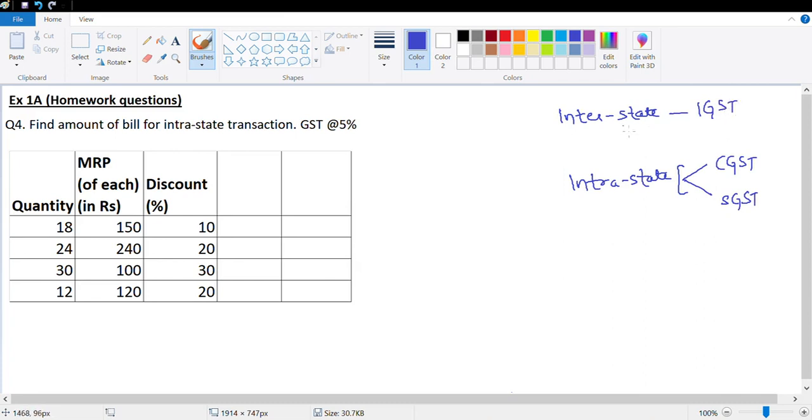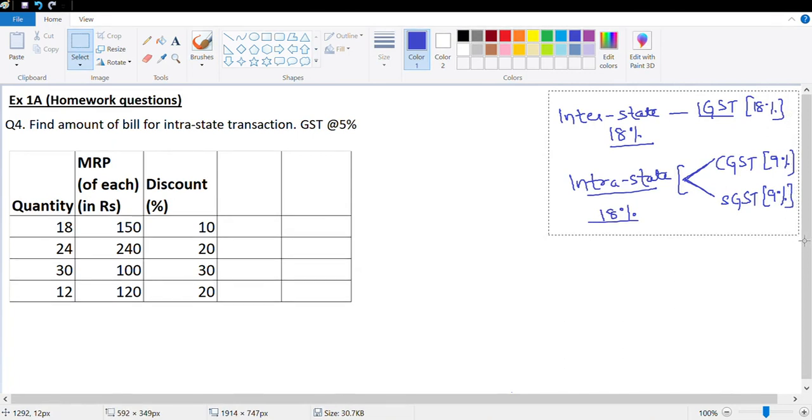If the GST rate is, let's say, 18%, then the integrated GST rate is 18%. In case of intrastate, if the GST rate is 18%, then the CGST part, the central GST part, is 9%, and the state GST part is 9%, which means the total gets divided into two equal parts, CGST and SGST. Otherwise, there is no difference between interstate and intrastate, basically the same percentage calculation.